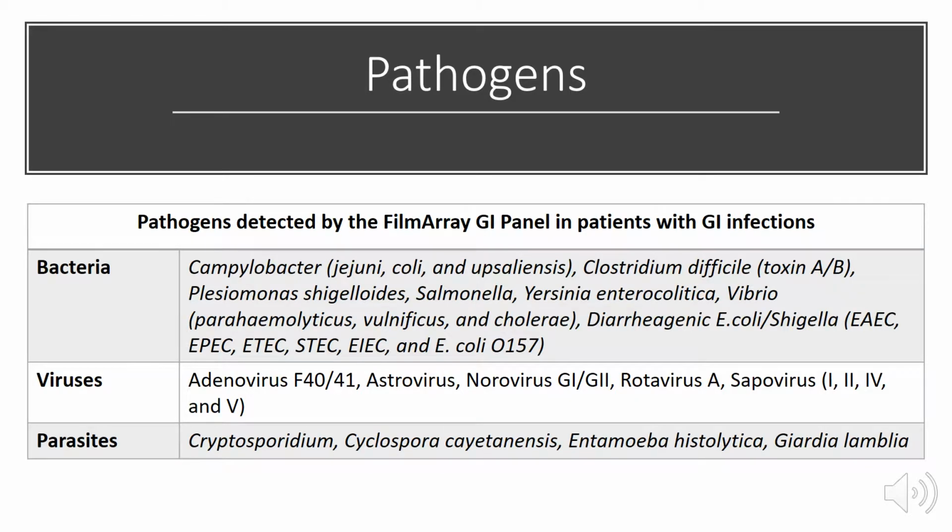This slide contains a list of pathogens detected by the FilmArray GI panel in patients with GI infections. The pathogens are divided into 3 groups: bacteria, viruses, and parasites. Students are required to recognize all 22 of the targets listed on this page. I would suggest memorizing the bacteria first, since this group contains the most organisms. After that, memorizing the viruses and parasites would take less time.